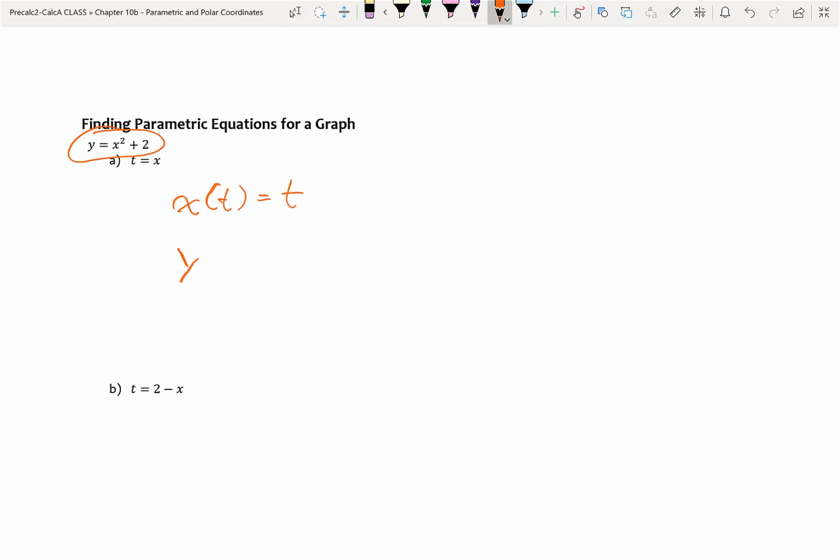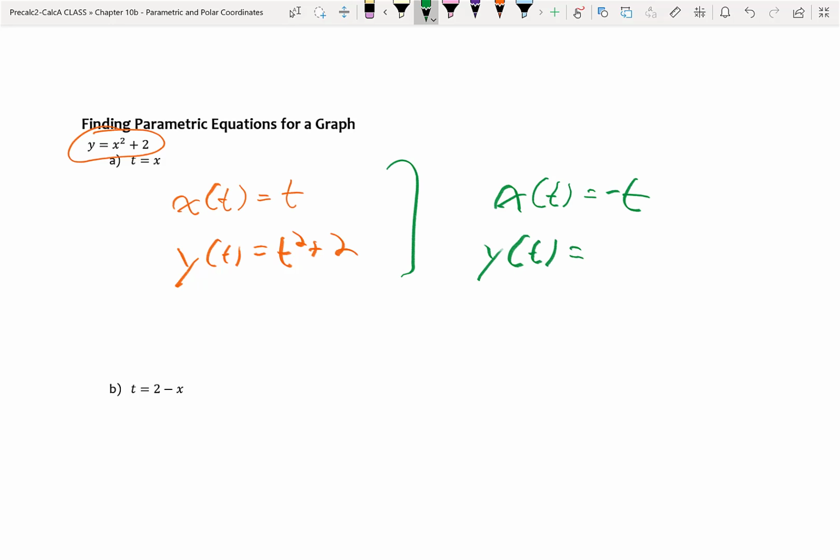If x of t is t and y of t would then be t squared plus 2, yes, that is a parametric equation. It's a stupid one, but it counts. I might ask you guys how you reverse direction on that. What's a way to change direction? Yeah, x of t is equal to negative t. And then you have to make sure that y of t is negative t squared, which is the same thing as t squared plus 2. So one of those gives you a forward direction parabola. The other one gives you a reverse direction parabola.